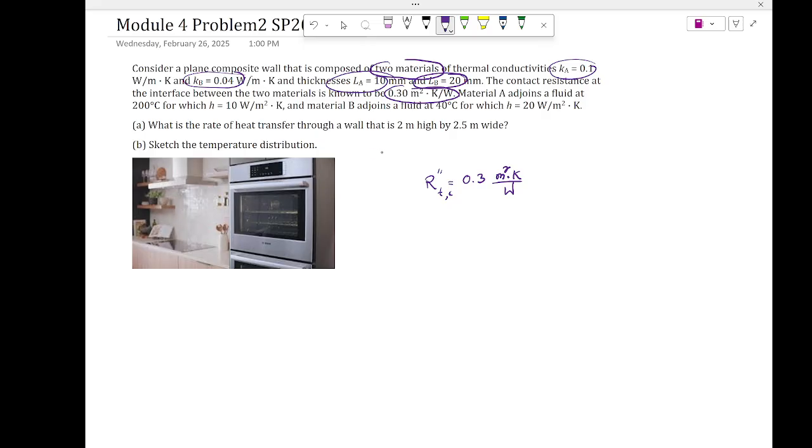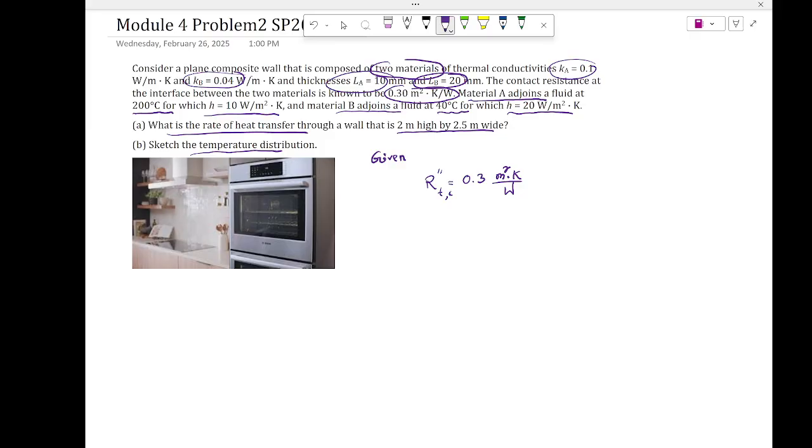All right, so let's start with the givens and then the contact resistance. I stopped here. Let me read through the problem again. You have this material A that adjoins fluid at 200 degrees Celsius, and the h value is given. Material B adjoins fluid at 40 degrees Celsius, and the h value is given. What is the rate of heat transfer through the wall that is 2 meters high and 2.5 meters wide? And sketch the temperature distribution.